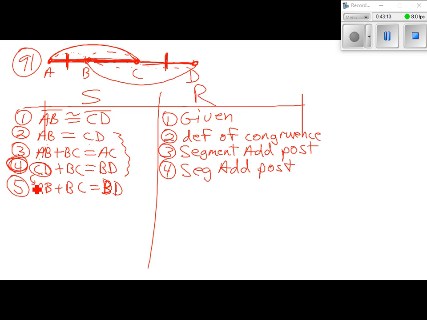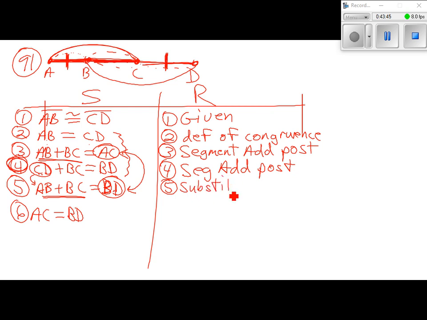Well, now you look at what we have in 3 and 4, in these two. We know that AB plus BC equals AC, AB plus BC equals BD. Well, this and this are the same, so that means these two things have to be the same. So number 6, AC, and I forgot my reason on number 5, I'll do it here in a second. AC has to equal BD. Number 5, our reason was just substitution property. And our reason for number 6 is also substitution property. We took out something and stuck something else in its place that was the same as it.